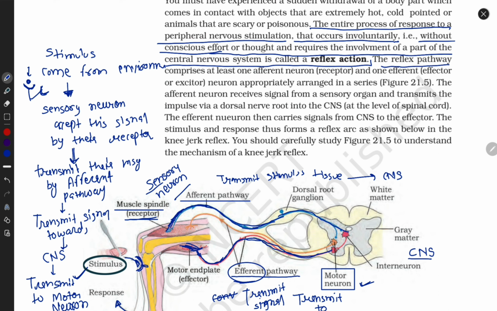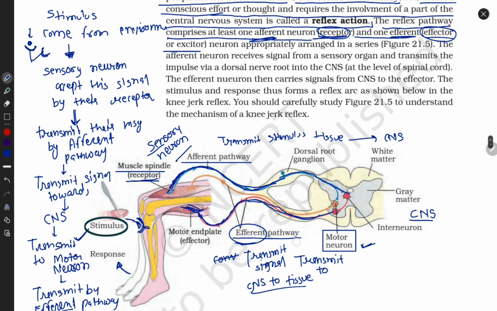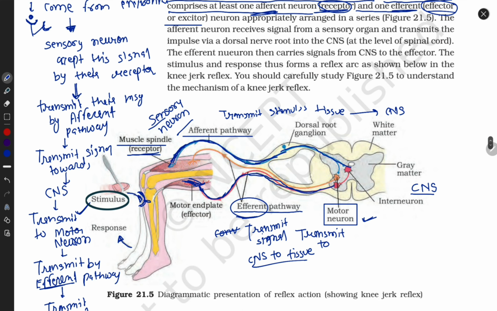The reflex action pathway comprises at least one afferent neuron, meaning receptor, and one efferent, effector or exciter. They get the signal and they effect and transmit the signal. I think I described all the things.